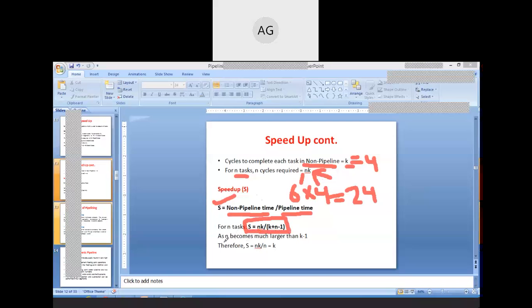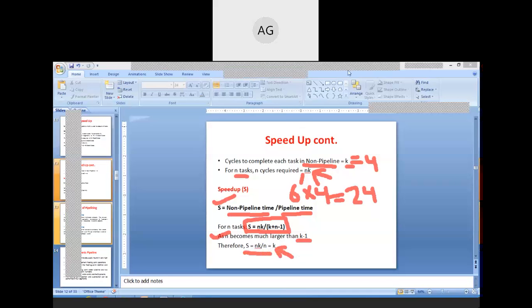This is the special case. As n becomes much larger than k minus 1, then we can ignore the k minus 1 because it is very small in comparison to n. So the speed up ratio S is equal to nk upon n, which is k. So k is the maximum value of the speed up.